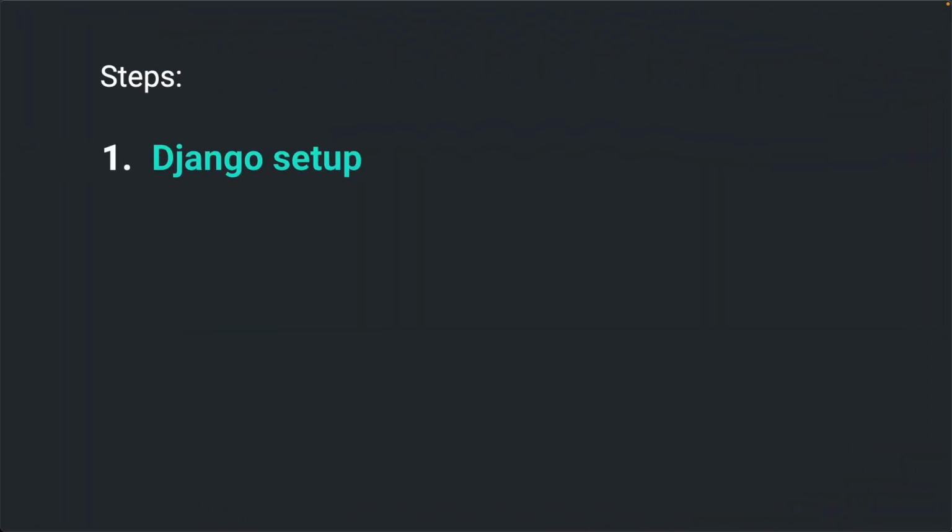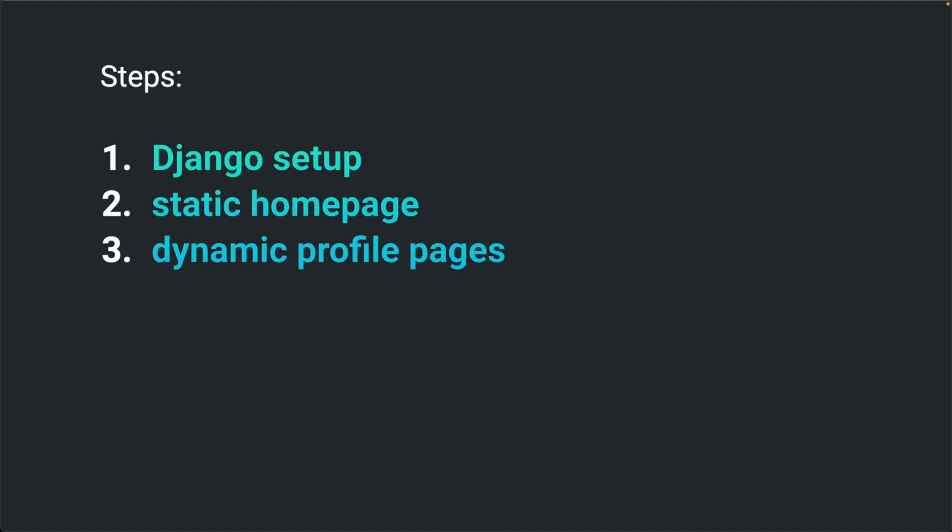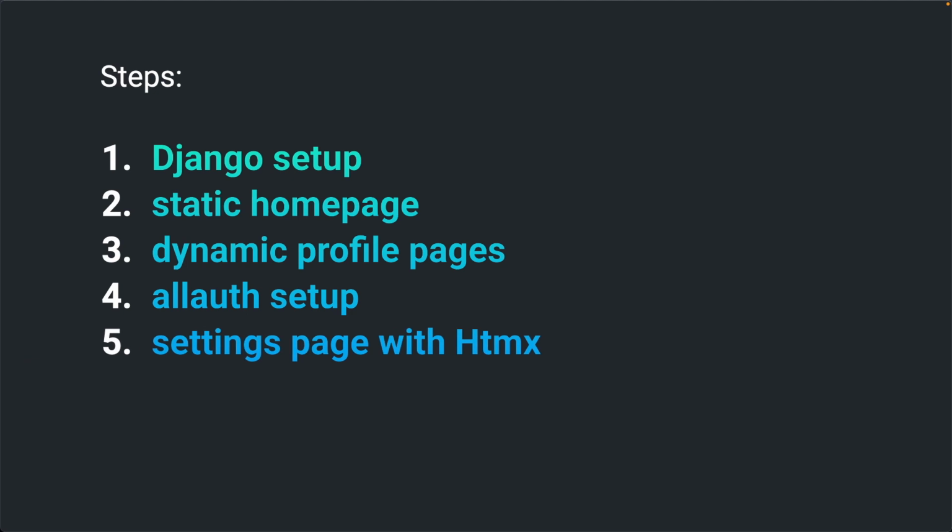We start by setting up Django, then we create a static homepage, then we create dynamic profile pages, then we set up Allauth for user authentication, then we create a settings page to change the email address using Htmx, and as last we also add a 404 page.